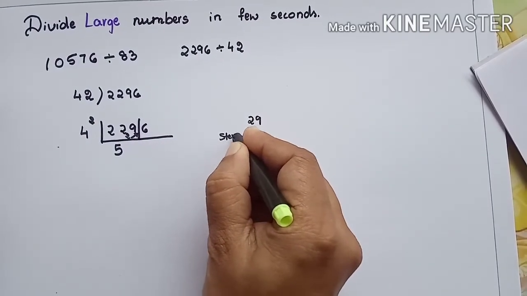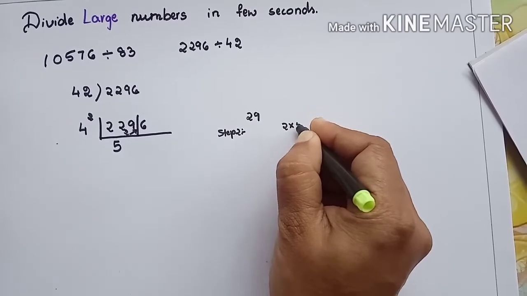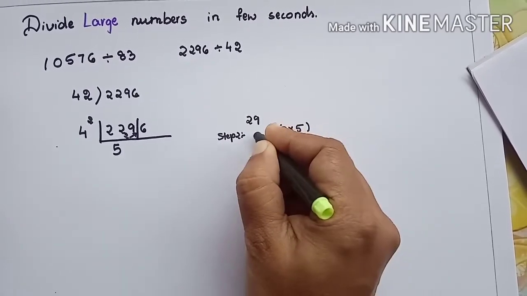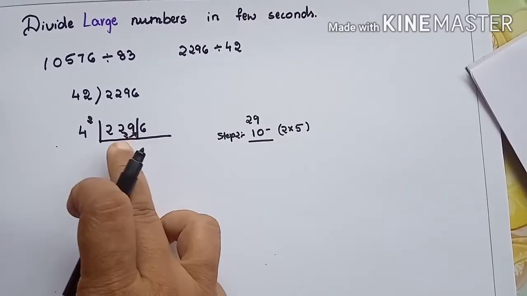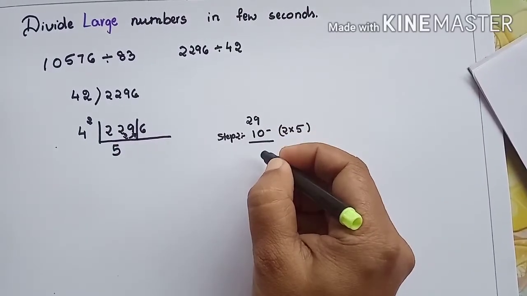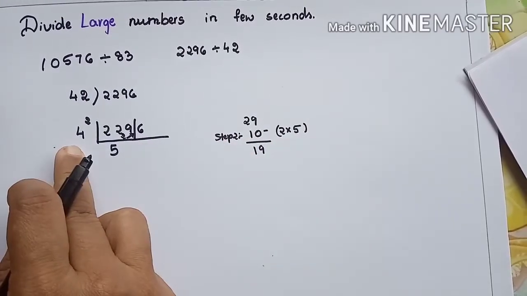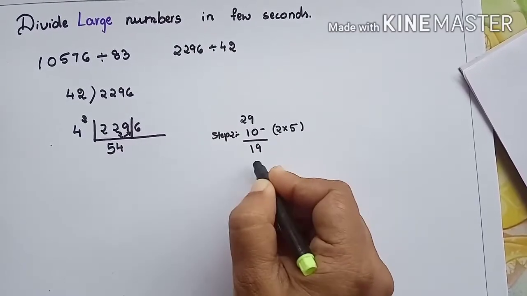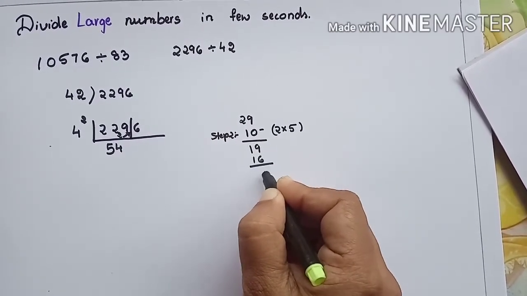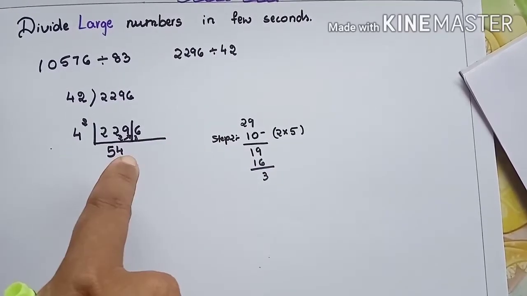This is called step 2. For this concept we have to do this always. 2 multiplied by the quotient 5, that is 10. Subtract 29 minus 10. What do you get? It is 19, correct? Now divide 19 by 4. So 4 4s are 16. Write down 4 in the quotient. Subtract 19 minus 16, it is 3. 3 is the carry on again.